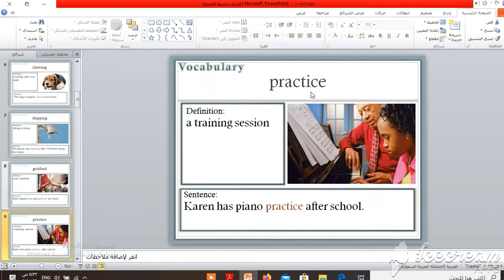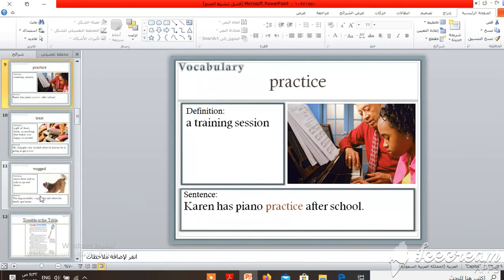What about the word practice? I need you to practice more reading and more writing at home, please. Practice means to train yourself more and to read more, or to train yourself in writing or reading or anything. So practice means a training session. Karen has piano practice after school.